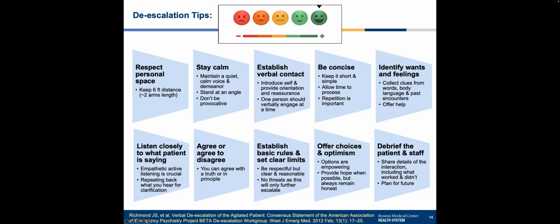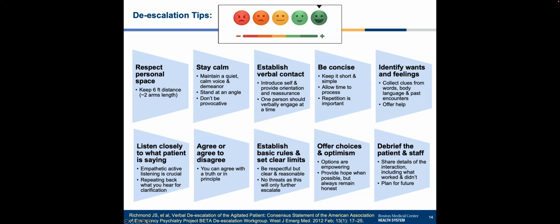The next is verbal contact. Introduce yourself, identify your role, provide reassurance when possible, and try to have only one person engaging that patient at a time. This avoids confusion. Too many people trying to talk at once can be intimidating and escalating. We're at greatest risk of this in our trauma room where there's a lot going on at once and a lot of people around. Try to slow things down a bit and have one person take the lead.